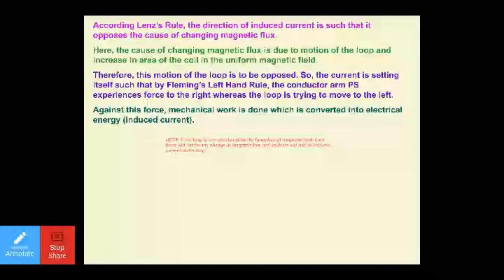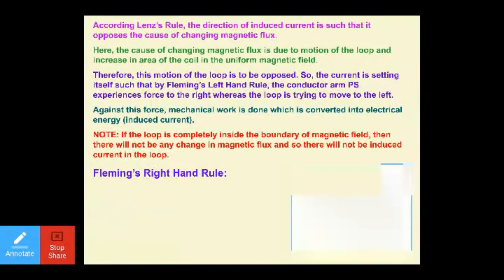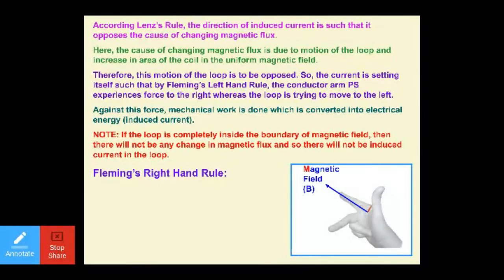Now, what is happening here? Let me try to explain it. We can only understand this if we know Fleming's left hand, Fleming's right hand rule. So what is Fleming's right hand rule? Fleming's right hand rule says that if the forefinger is representing the magnetic field and the thumb is representing the force, then the induced current will be represented by the central finger.